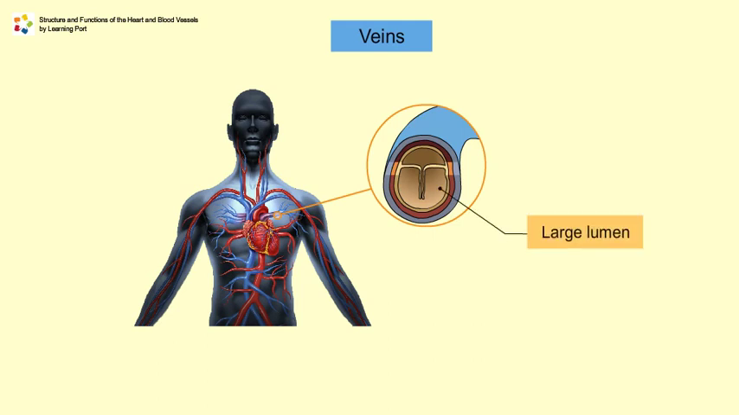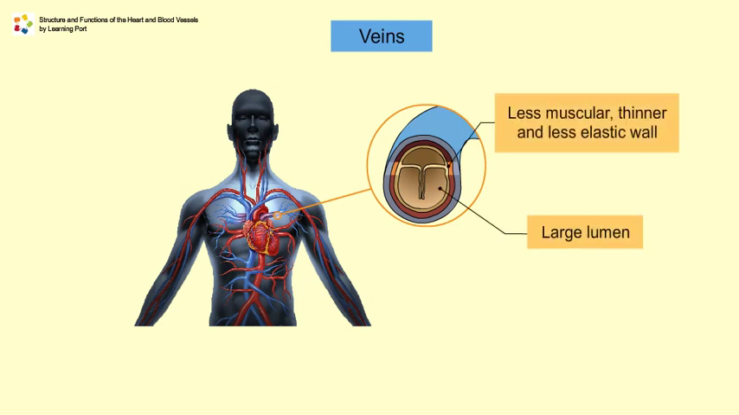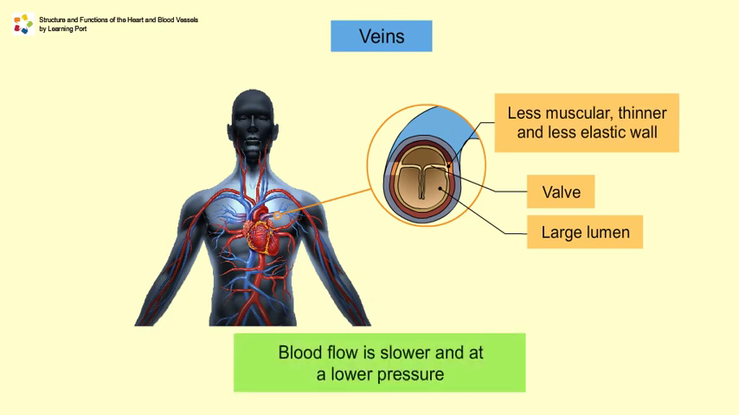Veins have a larger lumen than arteries. The walls are less muscular, thinner, and less elastic. Veins have valves to ensure blood flows in only one direction. Blood flows at a lower pressure than in the arteries.